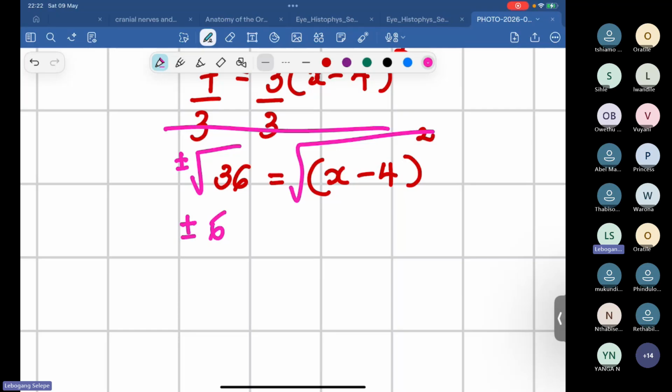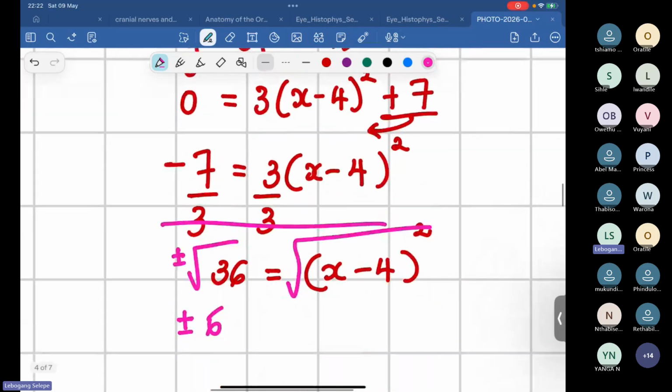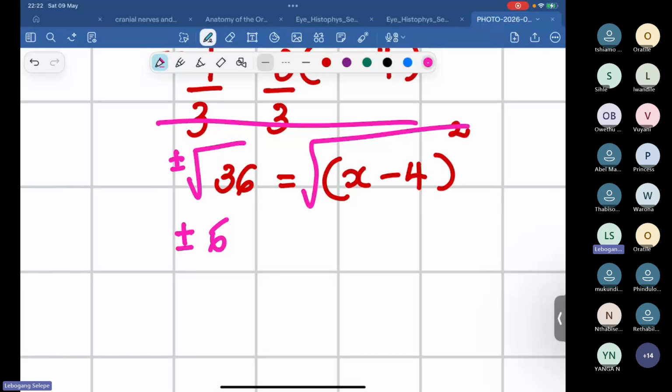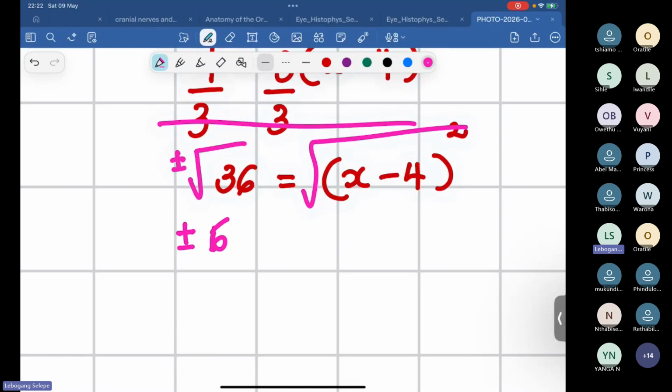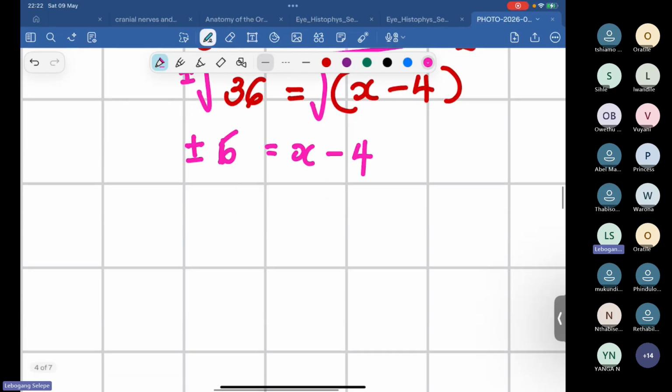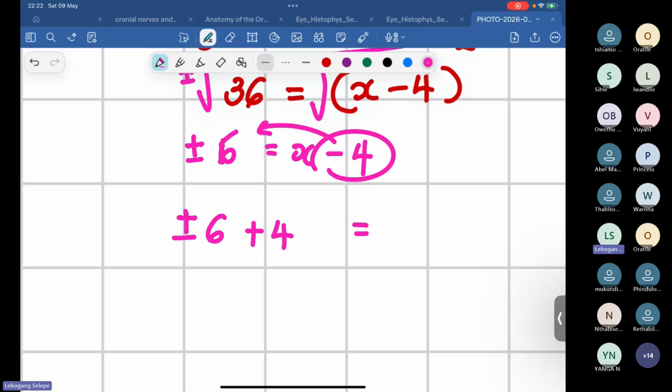I'm just saying, because I created this question off the top of my head, which is non-existent, I'm just choosing to put a 36 there to make things make sense to you. So this is going to be plus or minus 6 equals x minus 4, right? The plus or minus 6 is already telling you that you have two values of x, because if you take the 4 to the other side, you're going to have plus or minus 6 plus 4, which is equal to x.